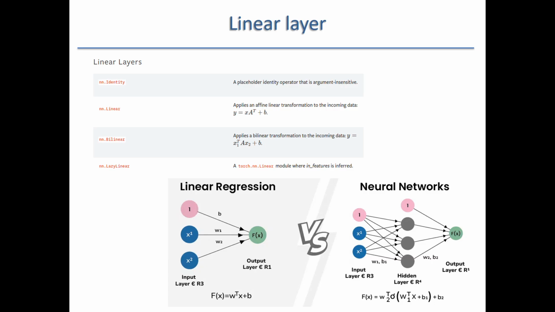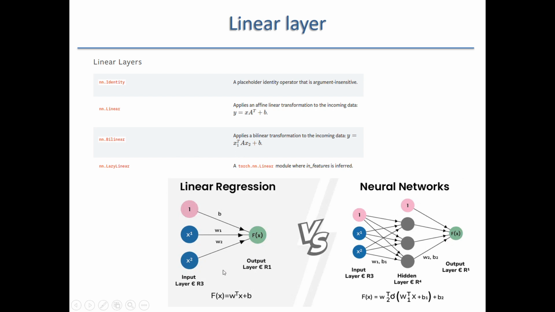There might be situations in which you don't want to do anything to the input data, so you have this identity linear layer, or you have the linear, bilinear, and lazy linear layers. The difference is which formula you are applying. In linear, you have input data, and you multiply by a matrix and add some constant. In the bilinear, you have two input data, so what you do is x1 transpose A x2 plus the bias.